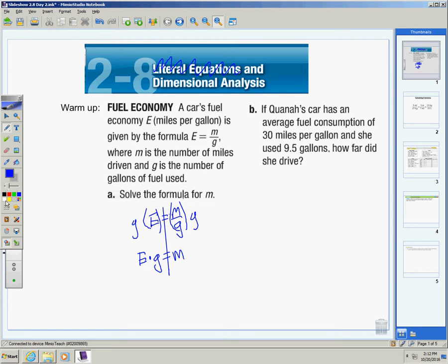And then if I go to my second part, I know the fuel consumption is 30 miles per gallon and they use 9.5 gallons. So I've got 30 times 9.5 equals M, the number of miles she drove. And when you do this, you get 285 equals M. So she drove 285 miles.